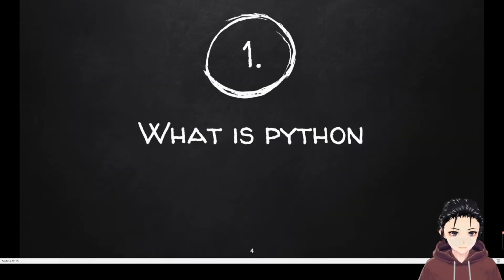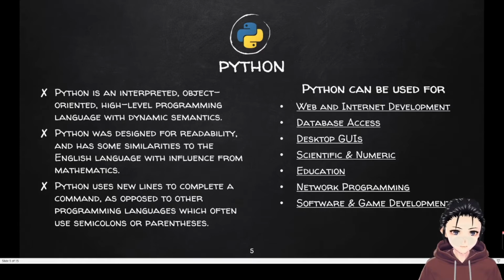So, una, ano nga ba ang Python? So Python is an interpreted, object-oriented, high-level programming language with dynamic semantics. Python uses no lines to complete a command as opposed to other programming languages which often use semicolons or parentheses.